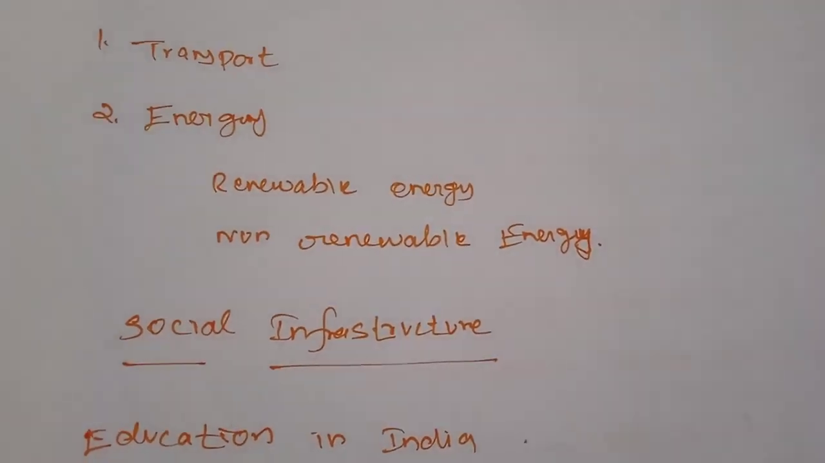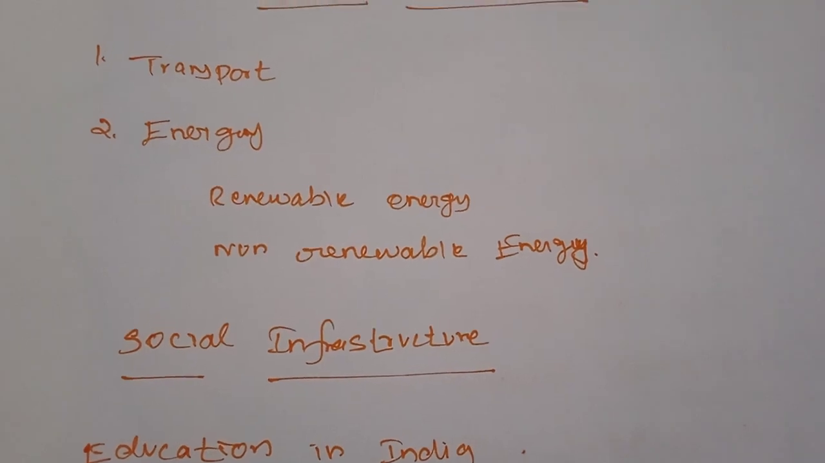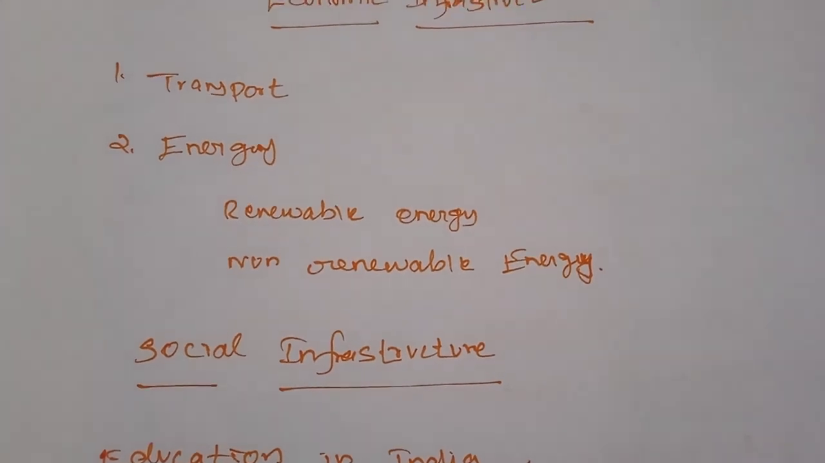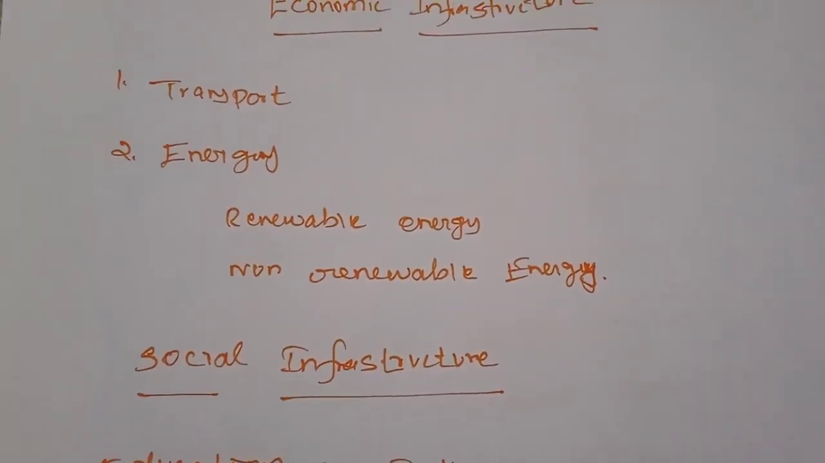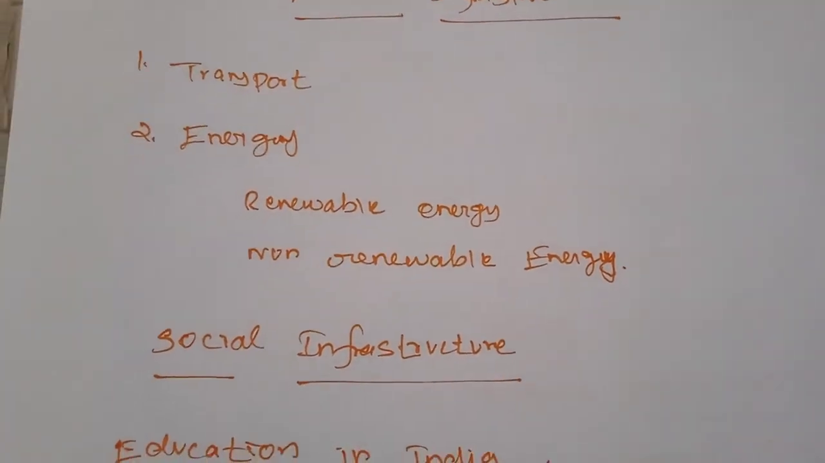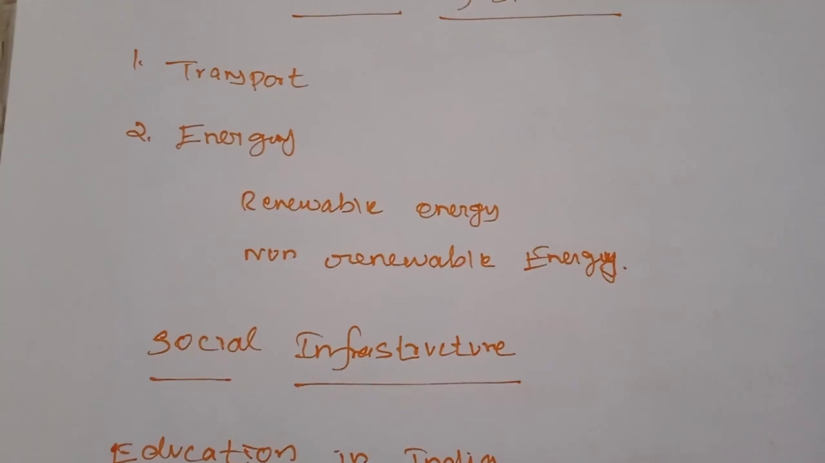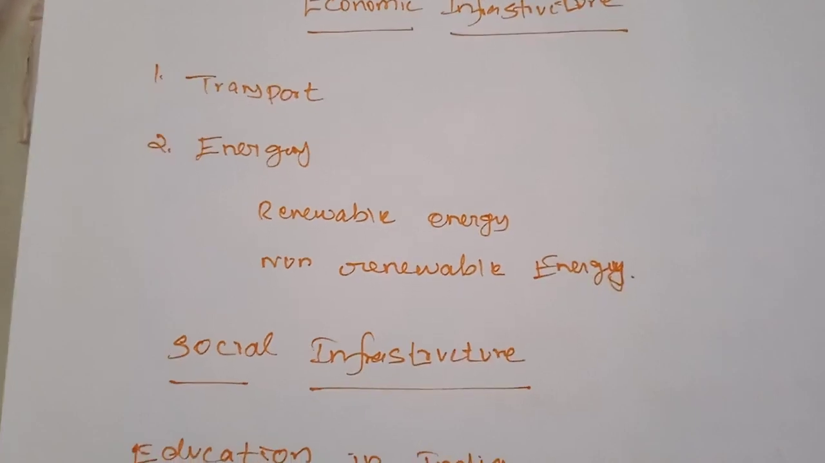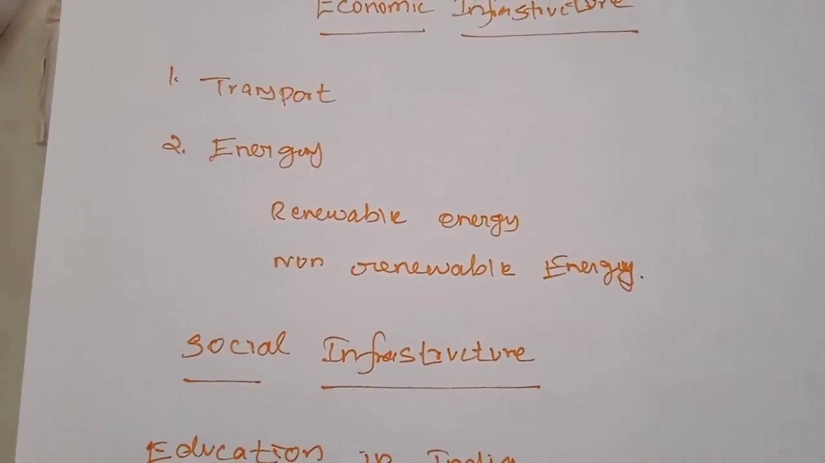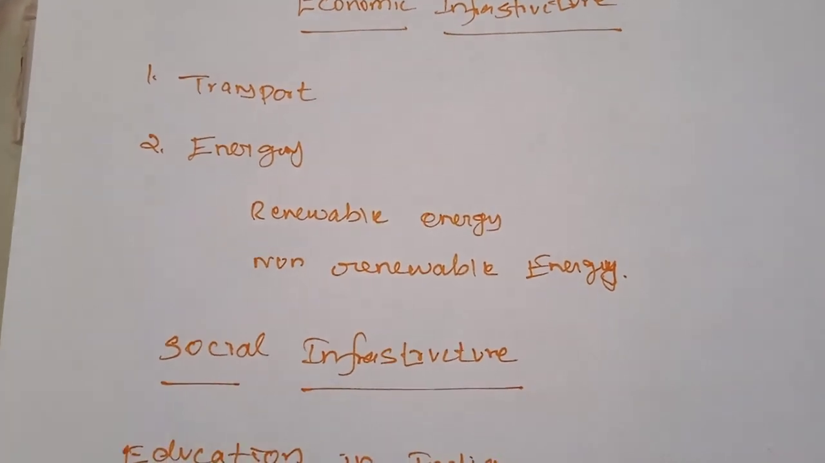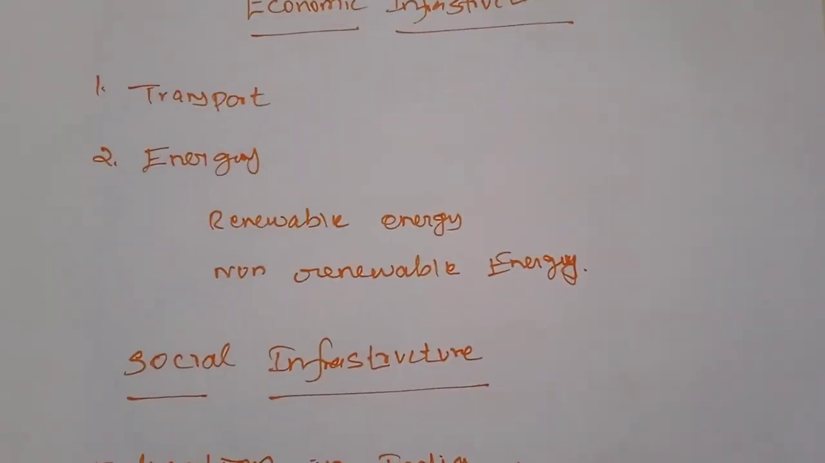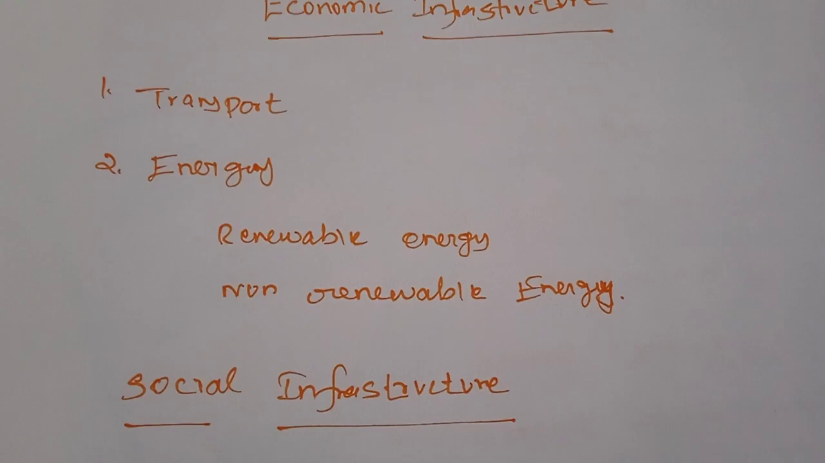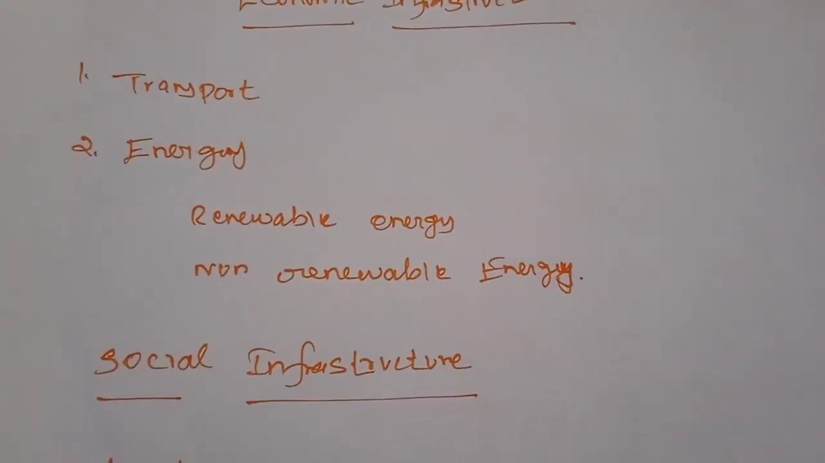Non-renewable energy means, as the name suggests, sources of energy which cannot be renewed or reused. These are energy sources which will get exhausted over a period of time. Some examples are coal, oil, gas and petroleum. These products cannot be renewed. Once you use them, they are over. You cannot reproduce them.